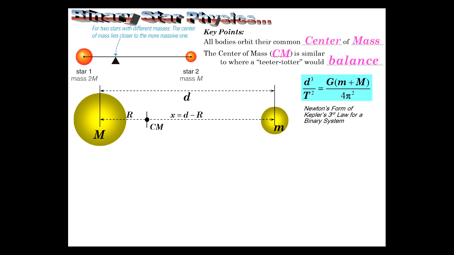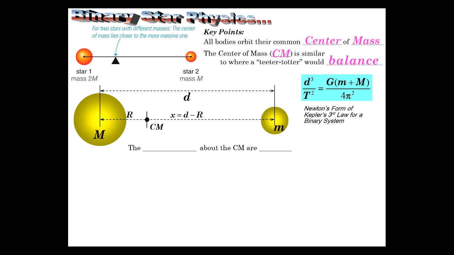All right, let's look at Newton's form of Kepler's third law. It gives us r cubed over T squared, but I'm saying the radius is really the separation distance. So d cubed over T squared is G times the sum of the masses over 4 pi squared.